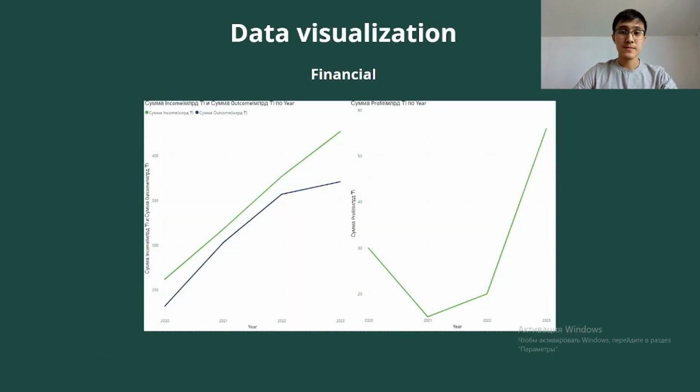Next, visualization of the financial table. In this chart, we can see the income and expenses of the company. If you notice, I used a line chart to make it easier to understand. For example, the lowest income was in 2021 and the highest income was the previous year. With this, we can see that the company has been performing well lately.